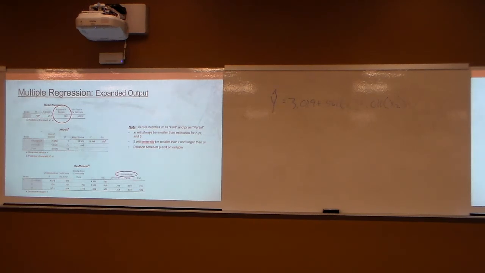Other thing too, when we ask for part and partial correlations in SPSS, it's going to tack on this little piece to my regression table, and this is going to be my zero order correlations. What are my zero order correlations?